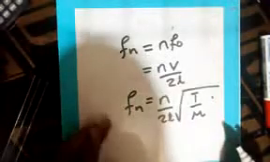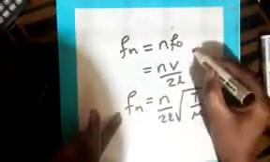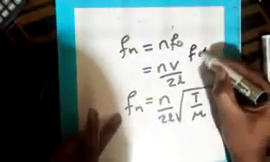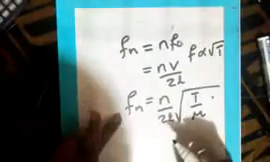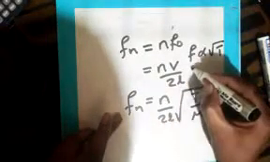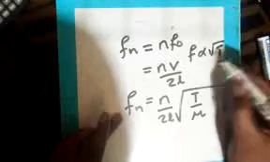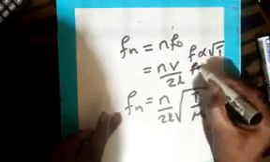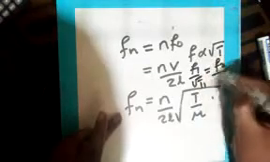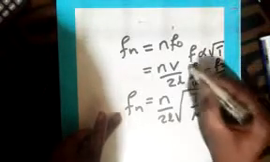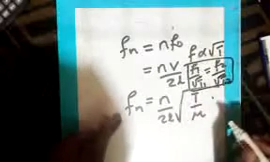Now what does this tell us? Frequency is directly proportional to the square root of tension if other factors remain constant. That means if we remove the proportionality sign, we end up getting F1 over the square root of tension 1 equals F2 over the square root of tension 2. This formula is very useful. You'll be asked some questions that need you to use this formula.